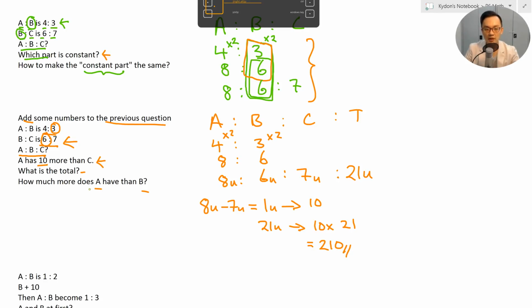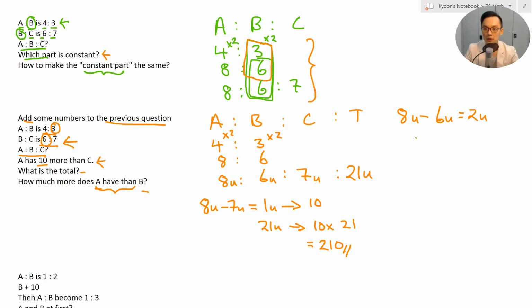And the third question is, how much more does A have than B? So if you take A, 8 units, minus B, which is 6 units, that gives you 2 units. So if 1 unit is 10, 2 units is 2 times 10 equals 20. All right, so that's the answer for this one.